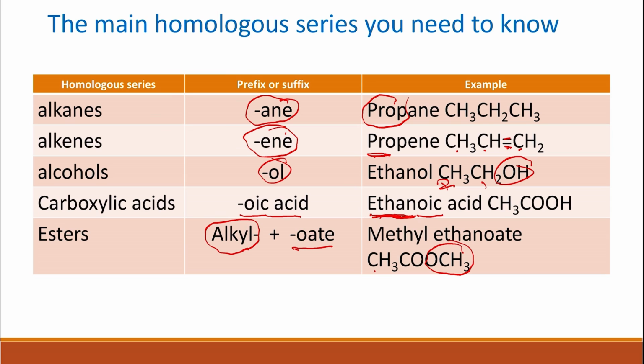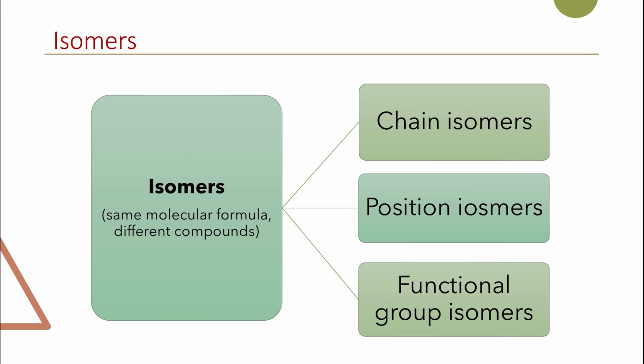As esters come from a reaction between an alcohol and a carboxylic acid, we have to name both. The alcohol, as we said, is going to be alkyl, and the part that comes from the carboxylic acid is called oate. So the acid here has 2 carbon atoms, so it's ethanoate, and the alcohol has only 1 carbon atom, so it's methyl ethanoate.